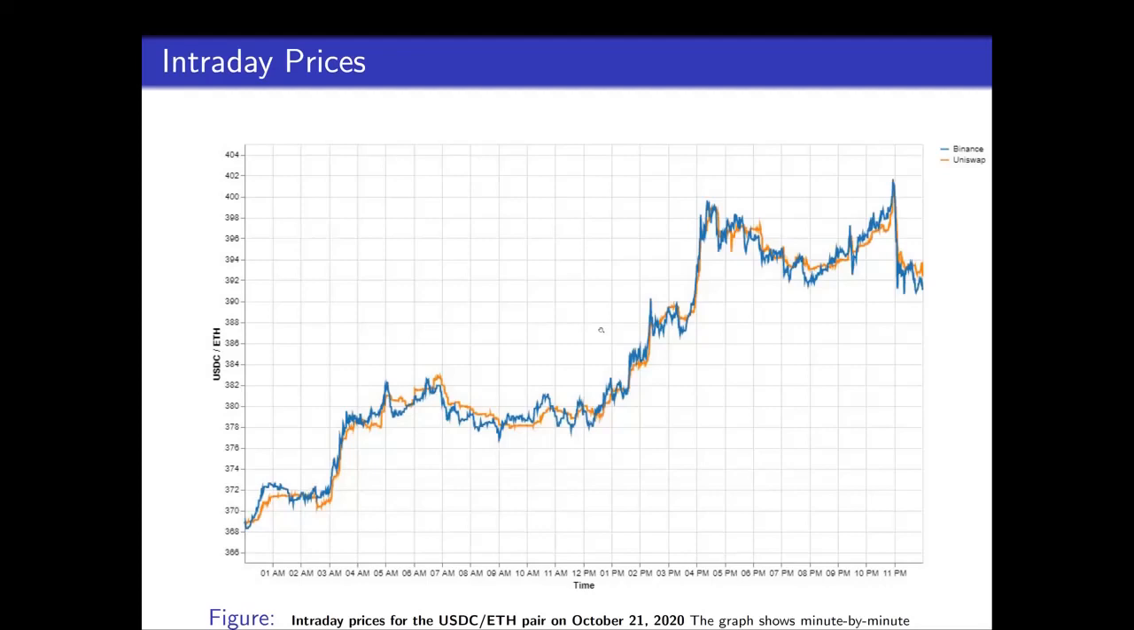This is a typical picture for a day where we see the prices on Binance in blue and the prices on Uniswap in orange, and they track really well.